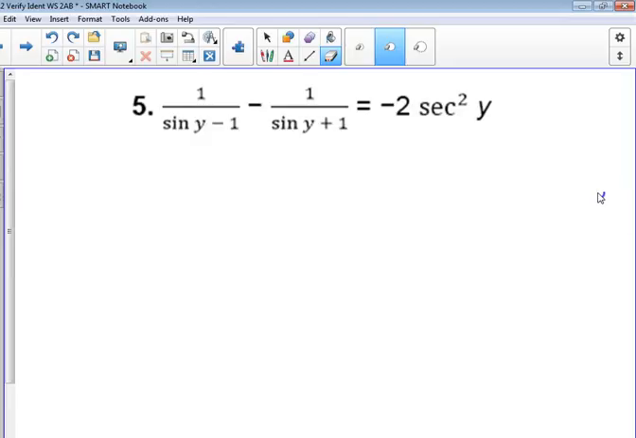What do you want to do here? Crying is not an option. No crying in pre-calc. We need a common denominator. Yep. Go ahead, Sarah.